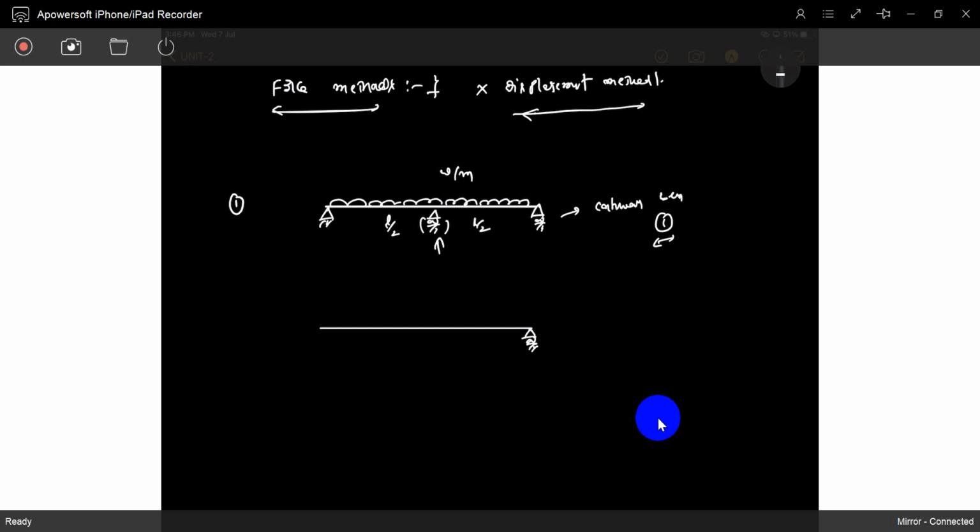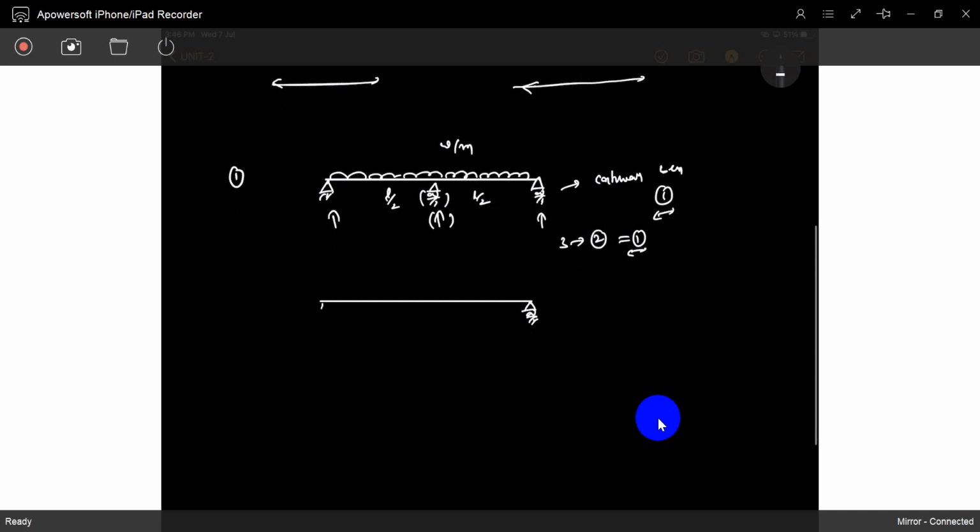But this is only one indeterminacy. If you find out this one reaction, the remaining reactions you can easily find out with respect to Fy equal 0, M equal 0. But if you see, this has 3 reactions. 3 reactions are there. We have only 2 equations, one indeterminacy. How can we solve it? We already solved in a propped cantilever.